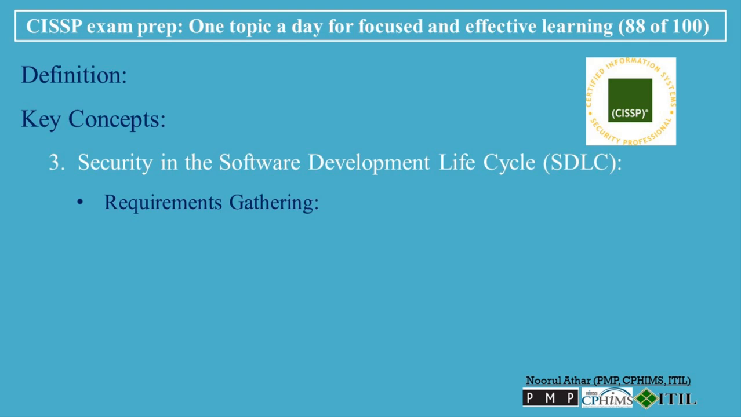During the requirements phase, security requirements should be defined alongside functional requirements. This includes determining how sensitive data will be protected, how access will be controlled, and what regulatory compliance needs to be met. Example: during the planning phase for a healthcare application, the development team includes requirements for encrypting patient data to comply with HIPAA regulations.